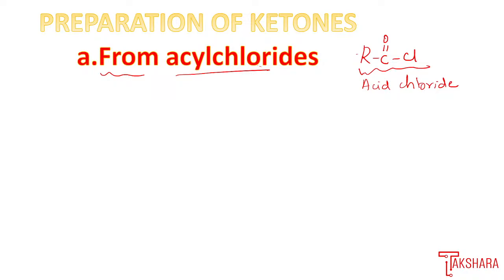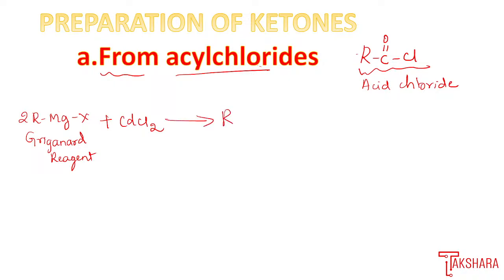So when 2 moles of RMgX, which is called a Grignard reagent, is treated with cadmium chloride, CdCl2, we get R2Cd, which is called dialkyl cadmium. So it reacts with cadmium chloride, and here the first product we get is R2Cd.